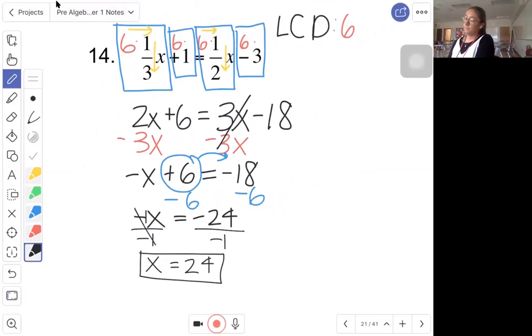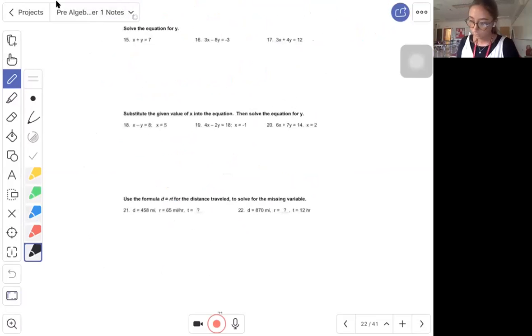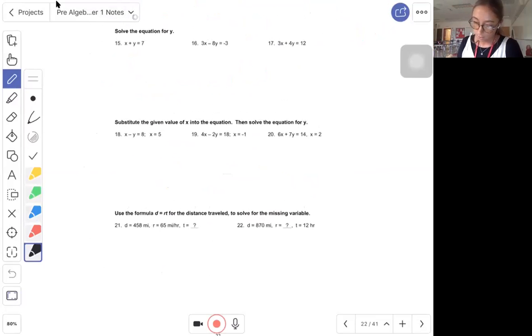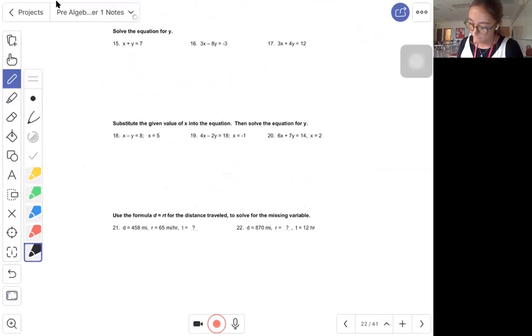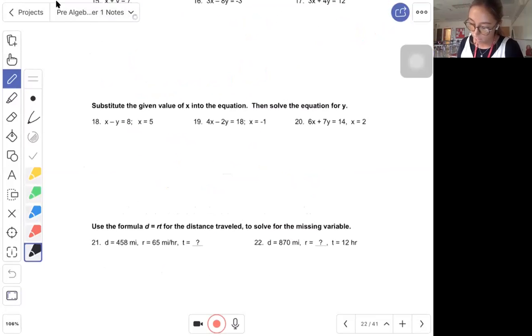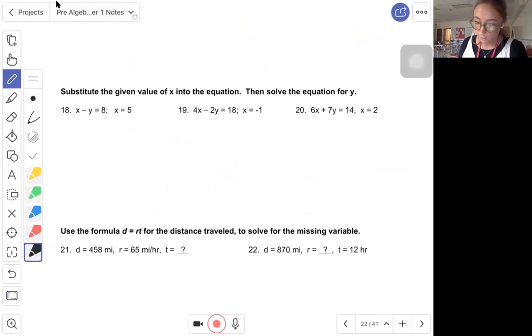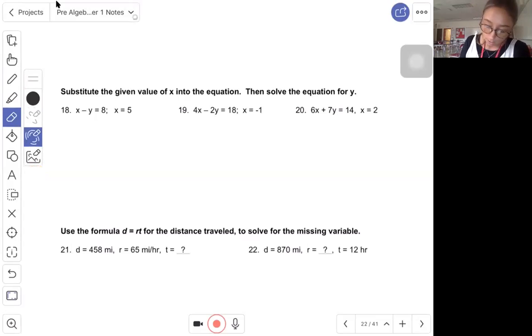All right, so we're going to flip over to the back side of this worksheet. I am going to do number 19 with you guys. So it says substitute the given value of x into the equation, then solve the equation for y. So the first thing they ask us to do is to substitute the given value of x into the equation.